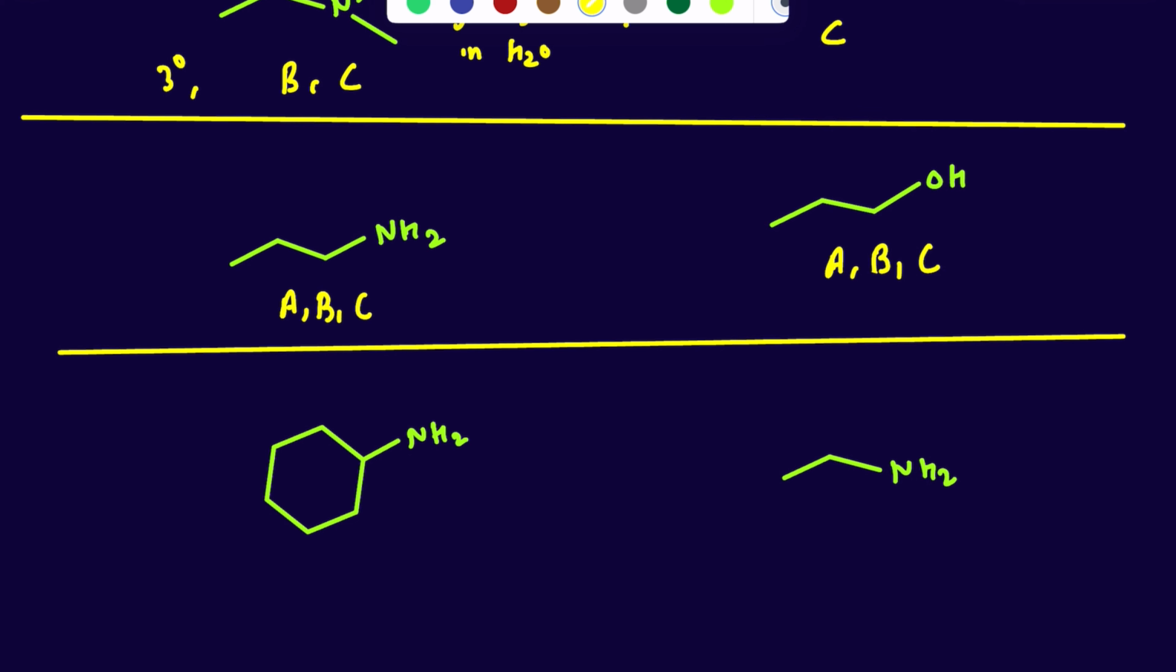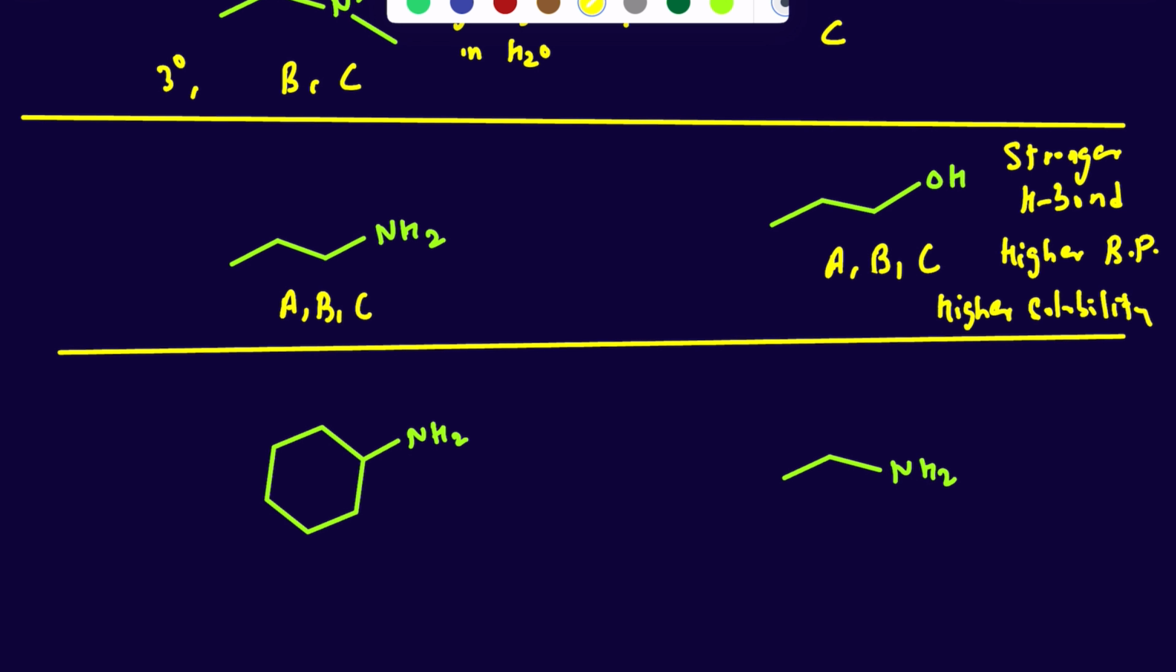So I can write down here, it's going to have a stronger hydrogen bond because oxygen is more electronegative than nitrogen. So it's got a stronger hydrogen bond, and as a result, it's going to have a higher boiling point. And based on that analogy, I could also say this is going to have a higher solubility because it has a stronger intermolecular force, or hydrogen bonds to be more specific.